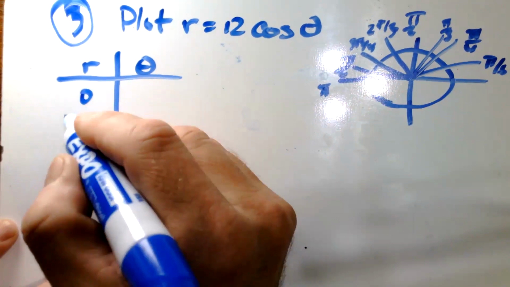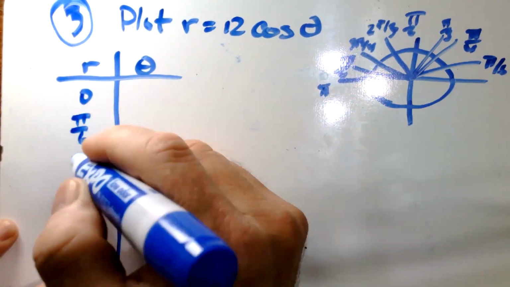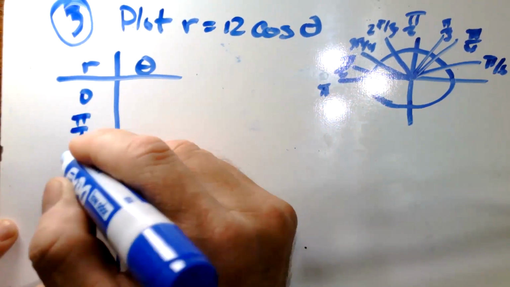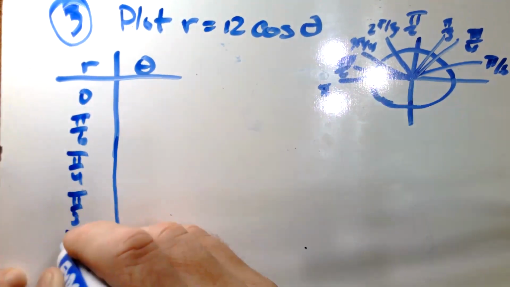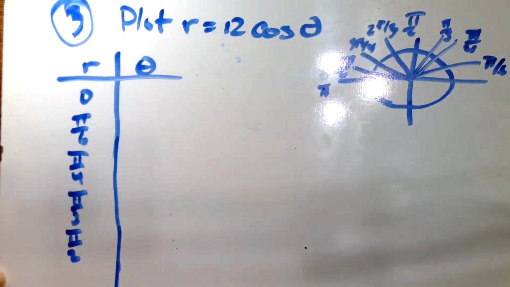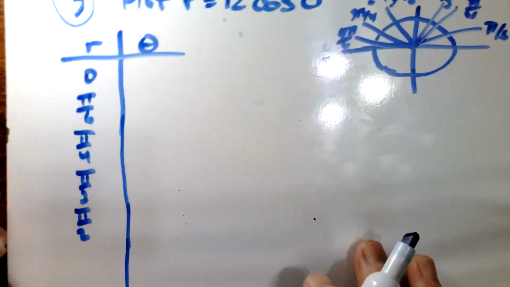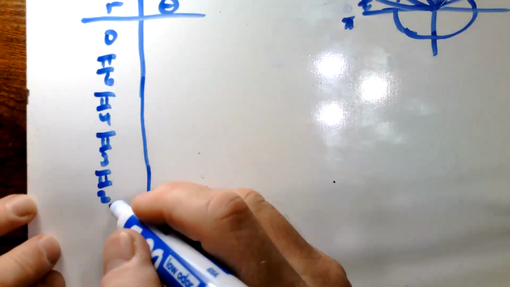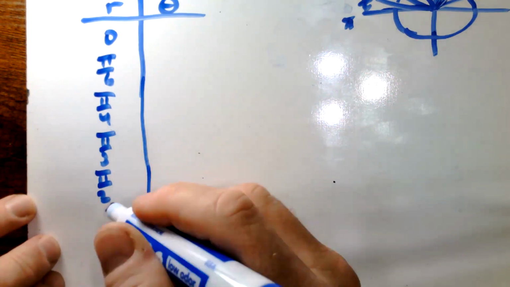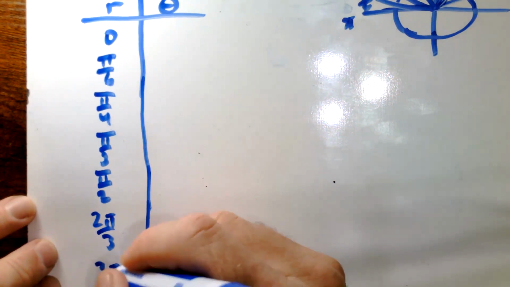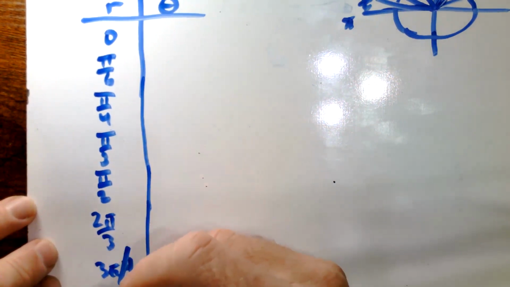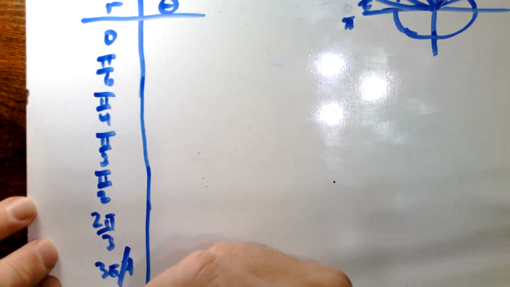So let's go: 0, pi over 6, pi over 4, pi over 3, pi over 2. And you can see why this would be considered a little bit tedious, right? Then 2 pi over 3, 3 pi over 4, and then 5 pi over 6, and then pi.